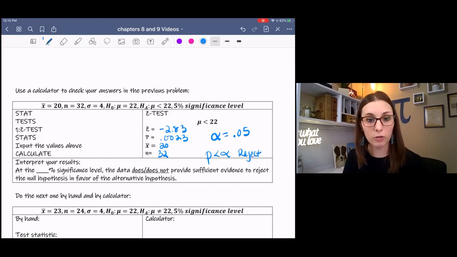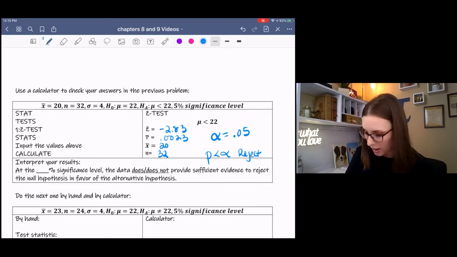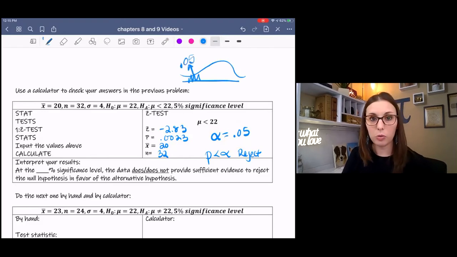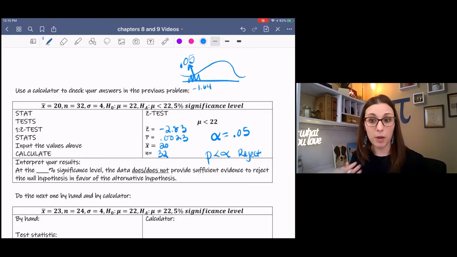Now, if you like the critical value approach, then you'll have to take it one step further and find the critical value for this alpha level. And since it's left-tailed, you do inverse norm, it's left-tailed, and you find that critical value, and then you can compare that way. So that's why I like the p-value approach. I feel like it's a little more direct, especially using the software that we use.